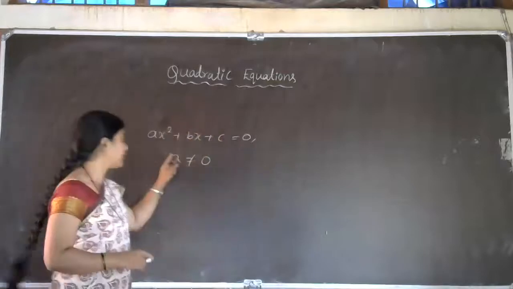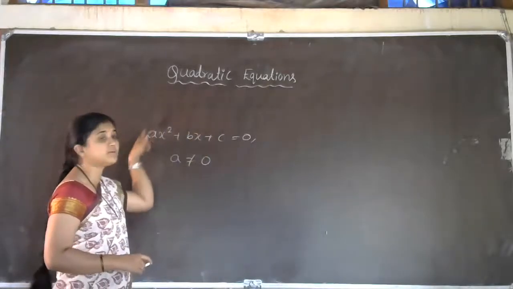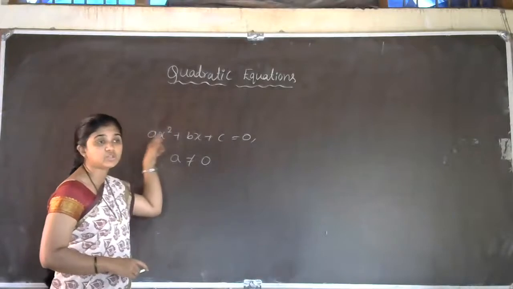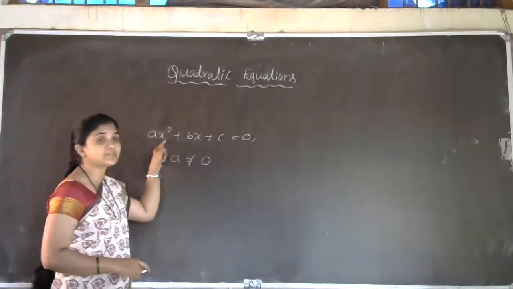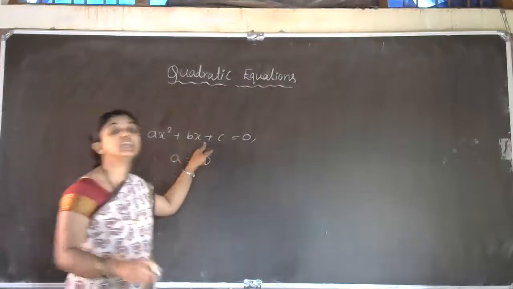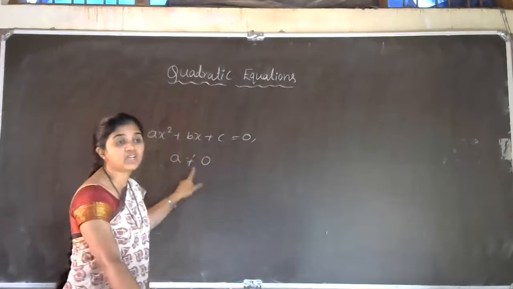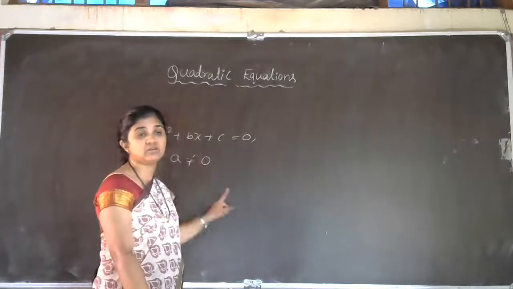Why a not equal to 0? If a equals 0, then this x square term only washes out, no? So 0 into x square will be 0 only. Then it will be converted into a linear equation. Okay, so that's why the a not equal to 0 condition is there.